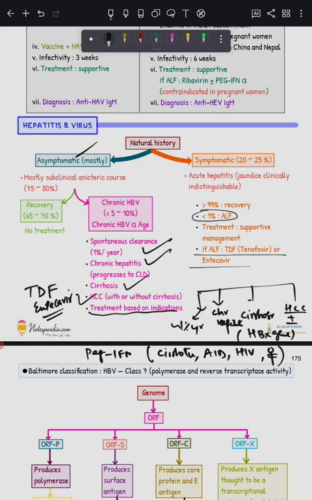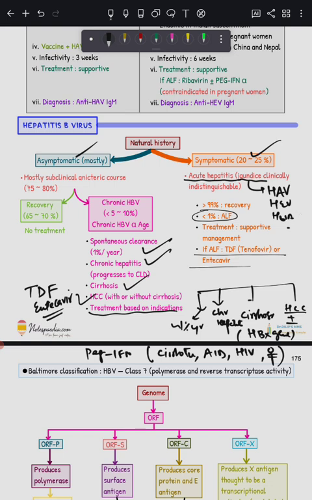On the right hand side you will see symptomatic patients, that is 20 to 25% of the cases. These patients have acute hepatitis with jaundice, but it's clinically indistinguishable from other causes. So they simply land up in acute hepatitis. They will come to you in jaundice, and so at this point of time you have to do HAV, HEV, HBsAg, everything, because it's clinically indistinguishable from other causes. Patient will be presenting in jaundice.